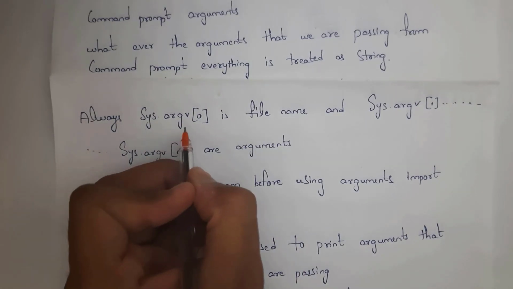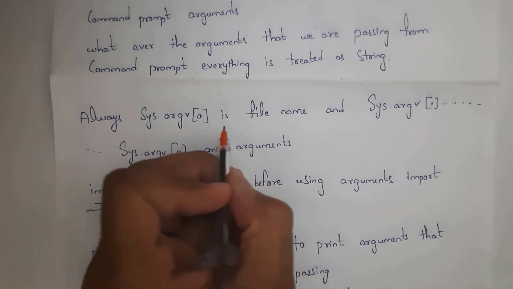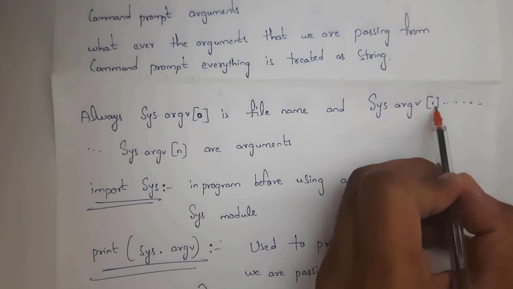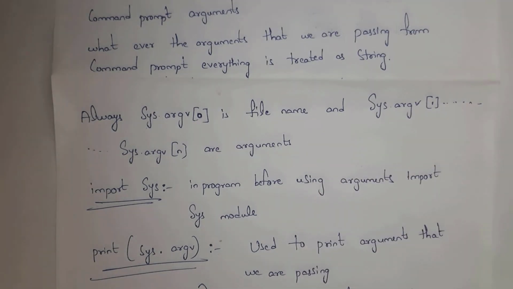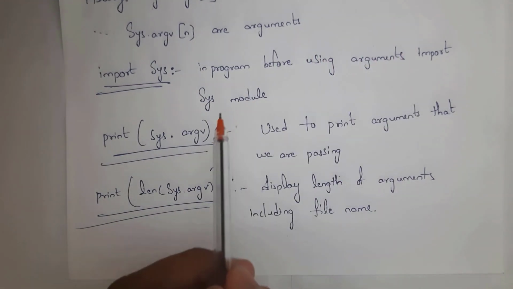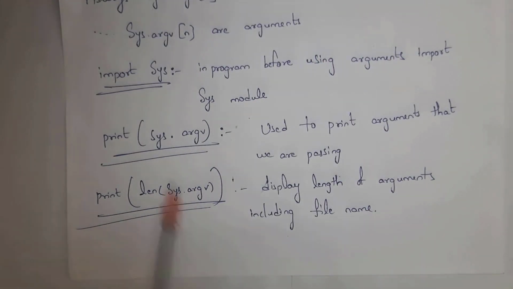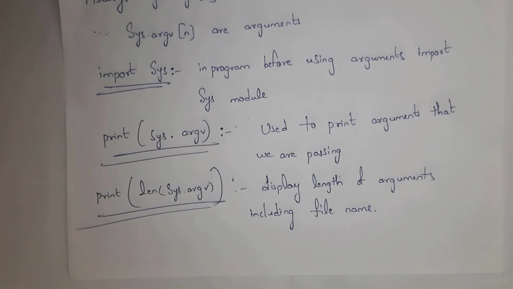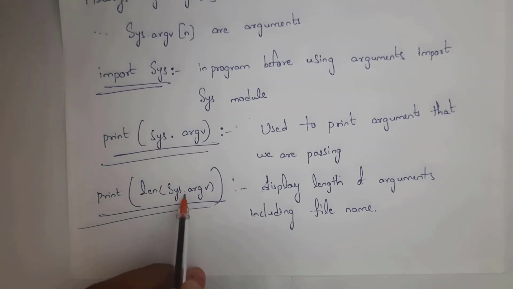Always sys.argv of 0 is the file name. I already said before, the file name is present in index number 0. And similarly, sys.argv1, sys.argv2, and so on, sys.argvn are arguments. In the program, before using arguments, at first we need to import the sys module, and after that you need to write print sys.argv. Print sys.argv is used to print the arguments that we are passing. Print length of sys.argv is used to display the length of arguments, including the file name.